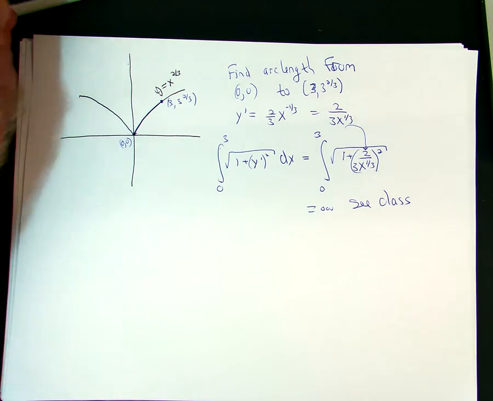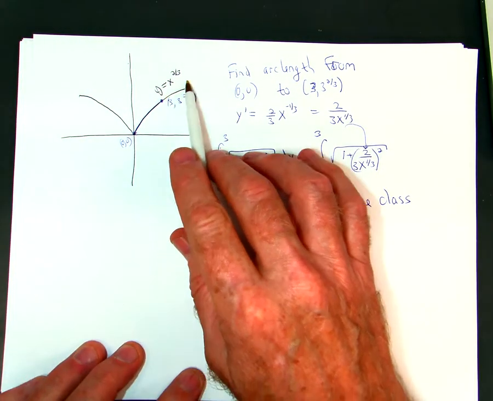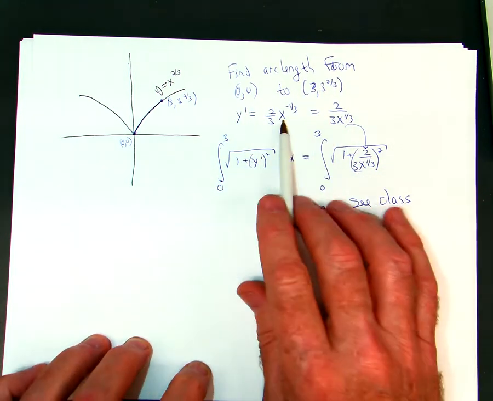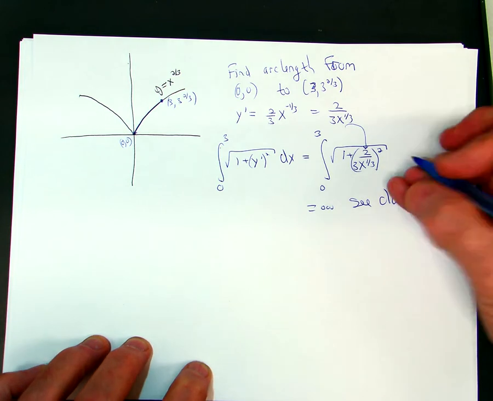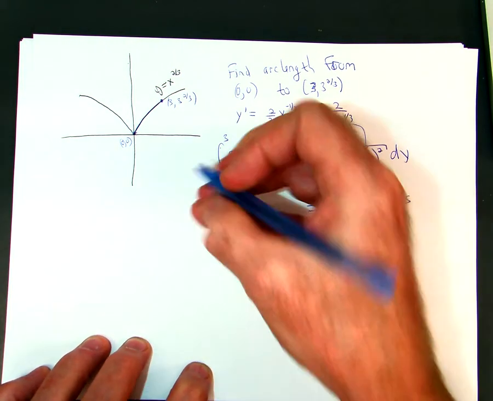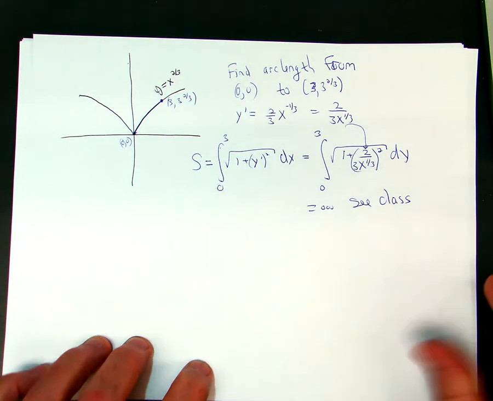Okay, here's a problem from class today. We had y equal x to the 2/3. We found the arc length from 0 to 3, took the derivative, wrote it algebraically because it was easier to see, and then plugged it into the arc length integral formula. So we get the arc length s is equal to this. Okay, then we went and did it.